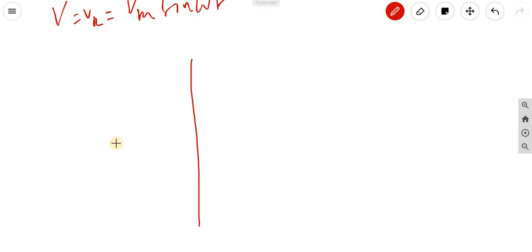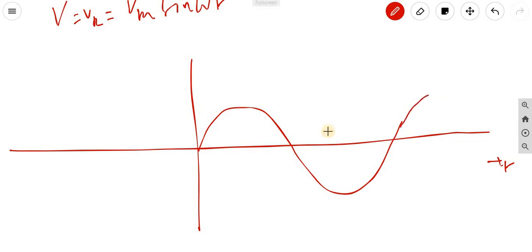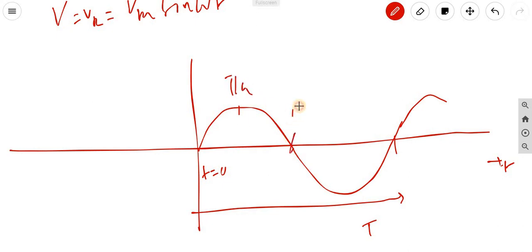In the previous lecture, what did we see? This is the time axis. For a particular sinusoidal signal, at t equal to 0, and completing a time period T, here it is T by 4, T by 2, 3T by 4, and it completes T.